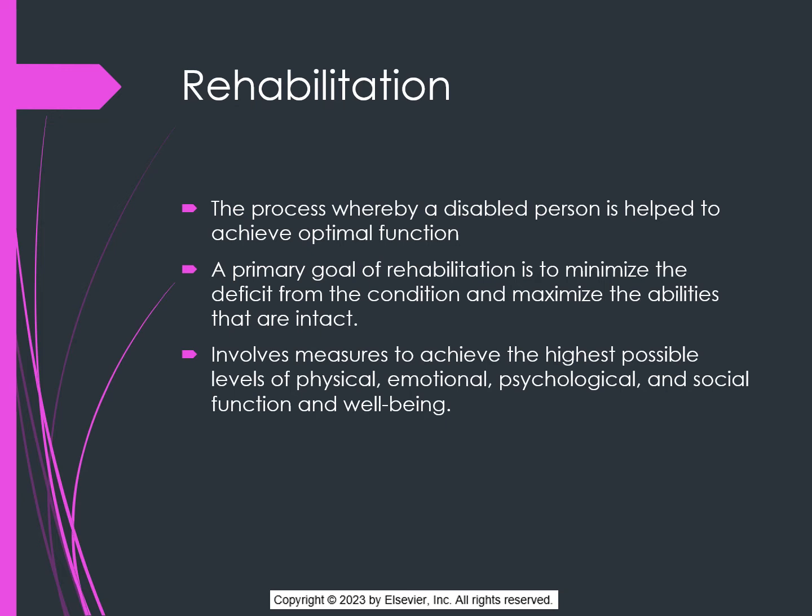Rehabilitation is the process whereby a disabled person is helped to achieve an optimal level of functioning. A primary goal of rehabilitation is to minimize the deficit from the condition and maximize the abilities that are intact. It involves measures to achieve the highest possible levels of physical, emotional, psychological, and social functioning. Rehabilitation is concerned with achieving a better quality of life.